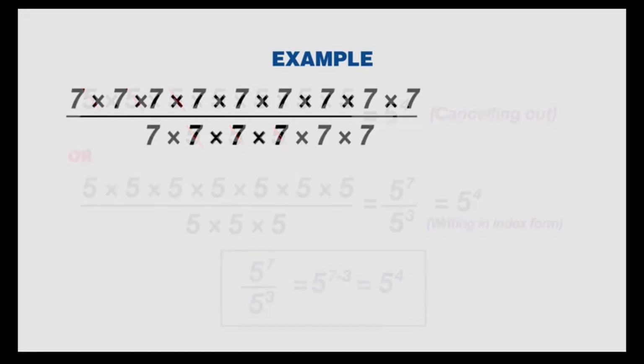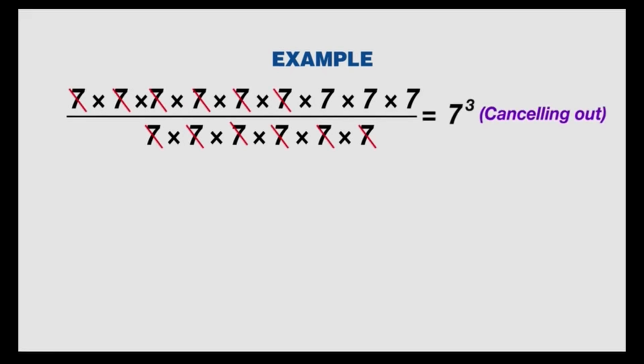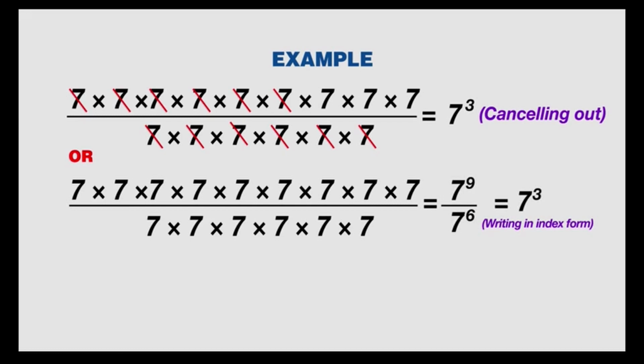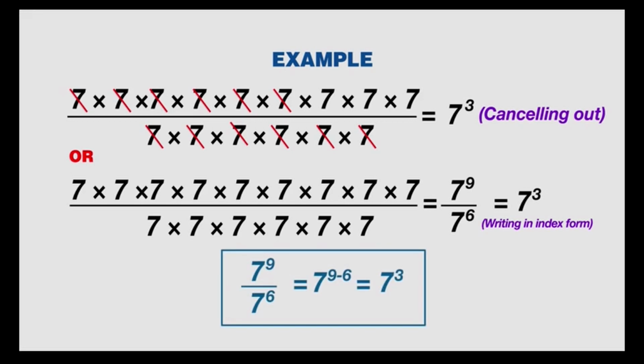Now, what if you have 7 multiplied by itself 9 times divided by 7 multiplied by itself 6 times? Again, you can take your time and cancel out. And when you do that, you get 7 raised to the power 3. You can also write them in index form. Now, in index form, we are going to get 7 raised to the power 9 divided by 7 raised to the power 6. And these two are supposed to be the same. That tells us that the answer to that question should be 7 raised to the power 3. So once again, use the short form, which is the law we are talking about. You take the base and subtract your powers to get your answer.